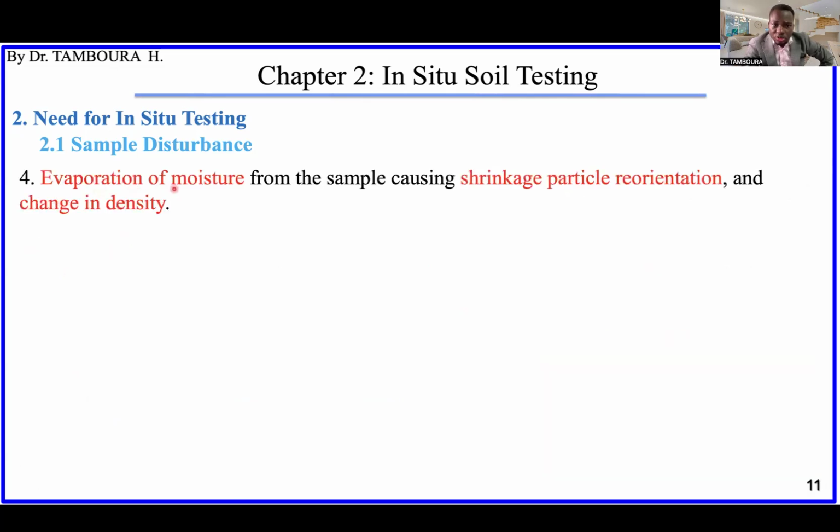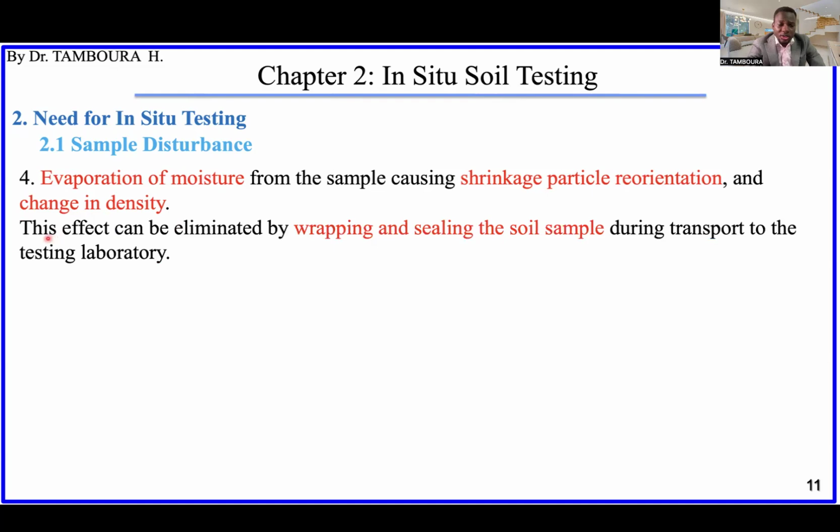Okay, so number 2, number 3, then number 4. Number 4 is about evaporation of moisture in the soil sample. When you are transporting the soil sample from the site to the lab, the water in the soil sample can evaporate. That will cause shrinkage, and it will cause the soil particles to rotate and reorient in the sample. It will also change the density, because dry density and wet density are not the same. This can be eliminated by wrapping and sealing the soil sample during transportation to the testing lab. You have to cover it very well so that the water will not evaporate from the sample.